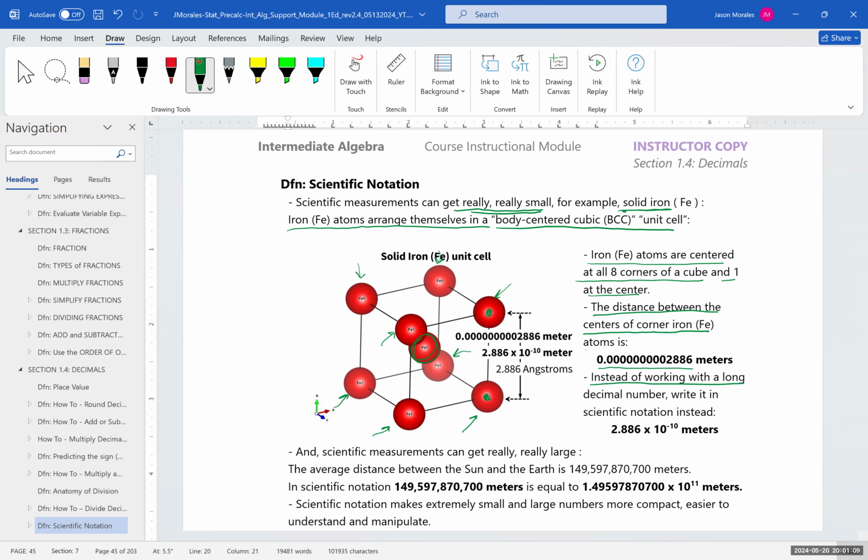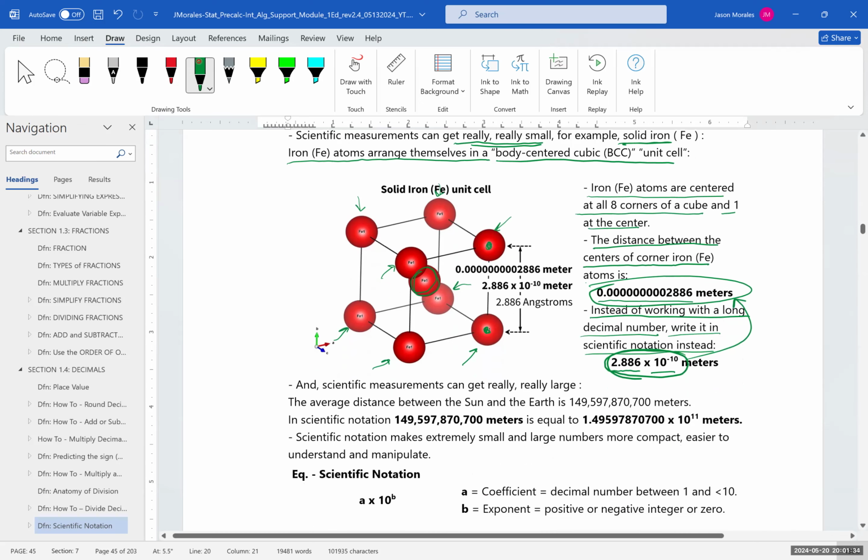So instead of working with a long decimal number, we can write it in scientific notation. Instead of writing all of this out, we can just say that it's 2.886 times 10 to the negative 10 meters. So this is a much more manageable number to work with than that one.